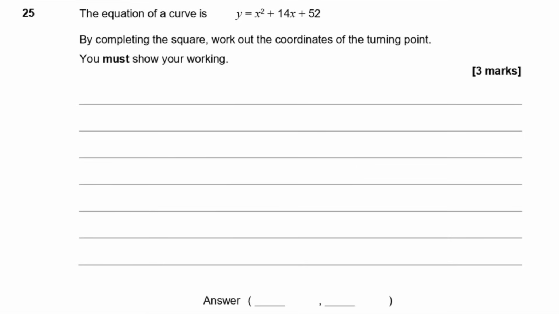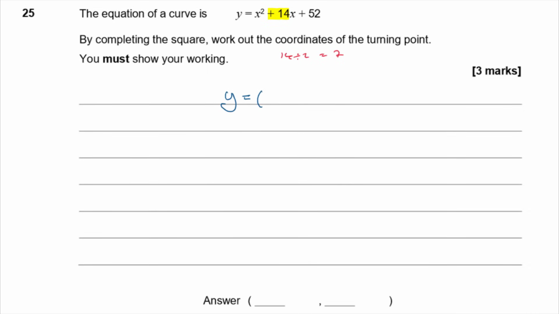The equation of a curve is y equals x squared plus 14x plus 52. By completing the square, work out the coordinates of the turning point. You must show your working. Right, so if I want to take y equals x squared plus 14x plus 52 and rewrite it in completed square form, I take the coefficient of x and I halve it, don't I? So 14 divided by 2 is 7, and that is then the thing that I use in my bracket.